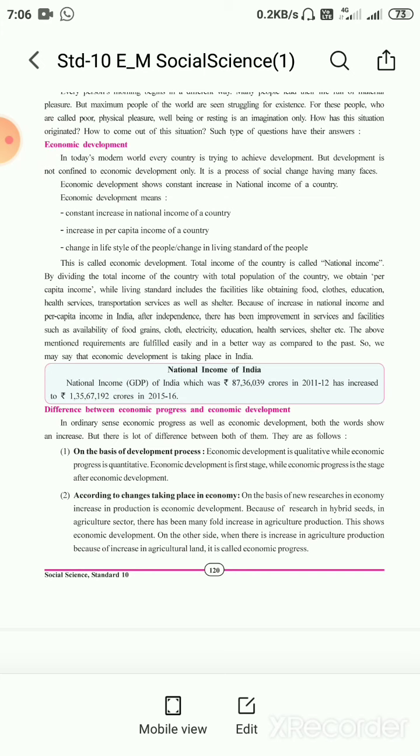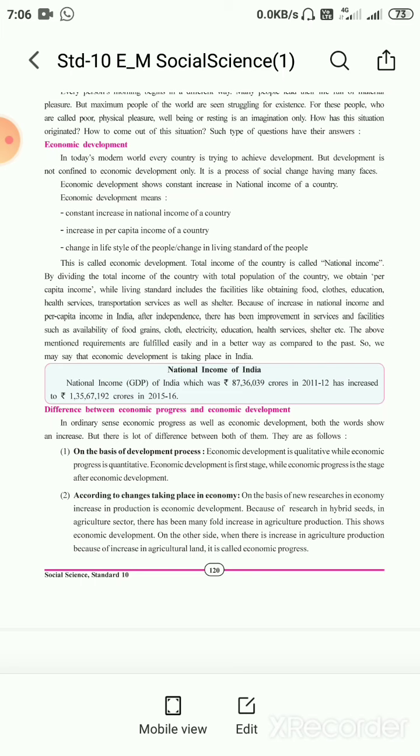The word economics has been derived from the word economy. A nation or a country which progresses and develops by the use of the resources available in the country and becomes financially stable is termed as economy.